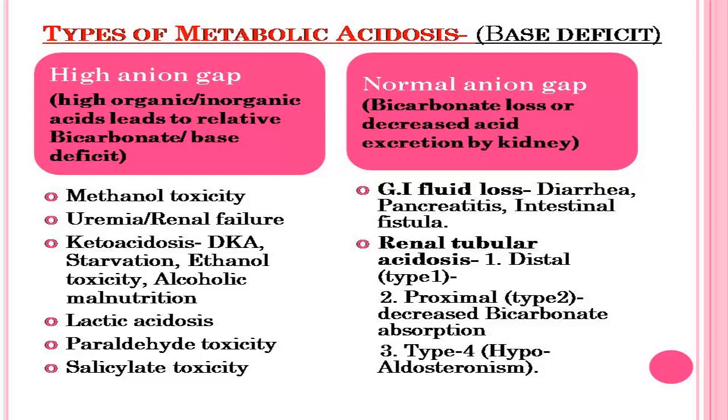Now what happens in the normal anion gap metabolic acidosis is there is bicarbonate loss through the gastrointestinal tract, or there will be decreased acid excretion by the kidney. Actually in the renal tubular acidosis, there is decreased acid excretion by the kidney, which leads to the relative deficiency of bicarbonate in the body. So this leads to the normal anion gap metabolic acidosis.